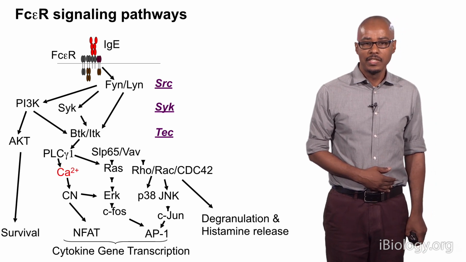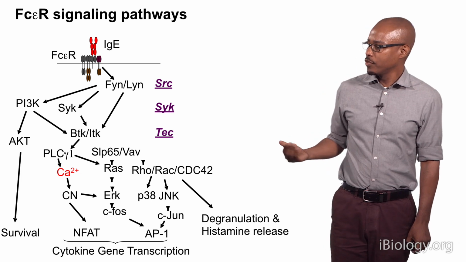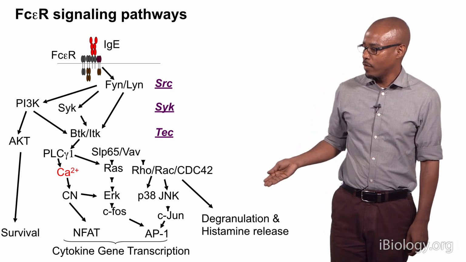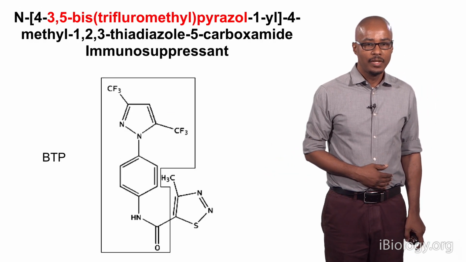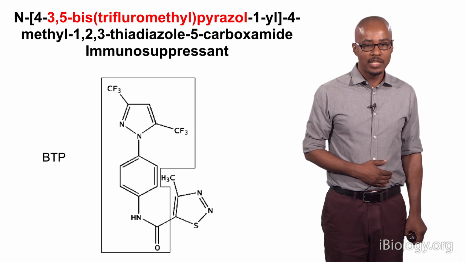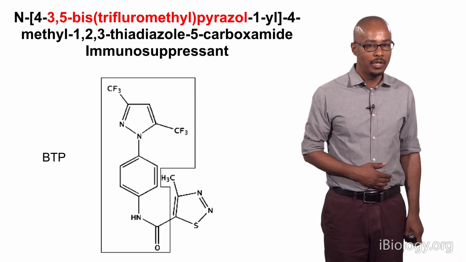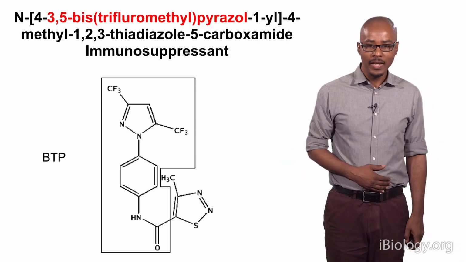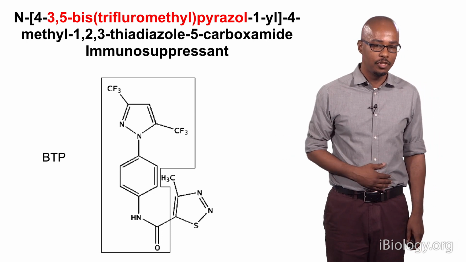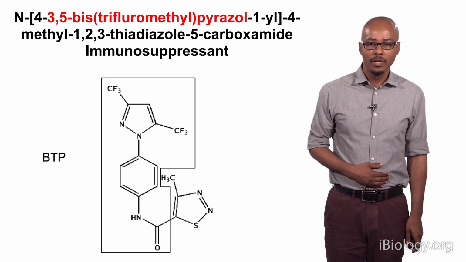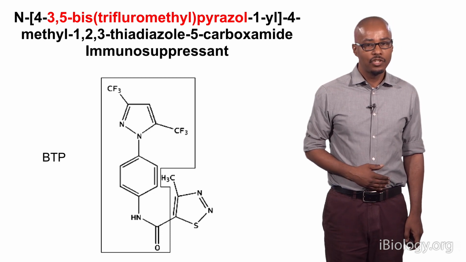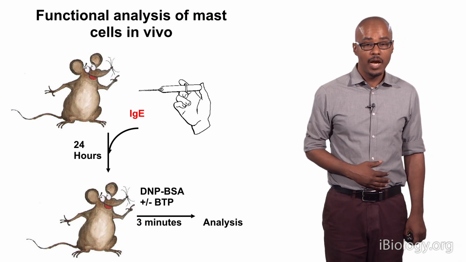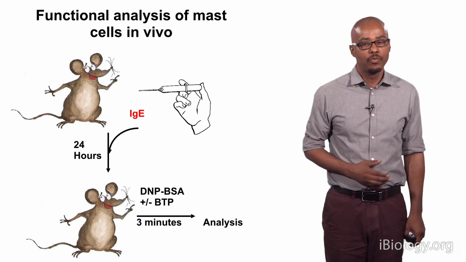So what we do know is that the Fc receptor for IgE triggers an increase in intracellular calcium. And that increase in intracellular calcium is very important for both degranulation and cytokine production. One of the compounds that has been discovered that can actually inhibit this calcium release is a molecule that was first reported by Avery labs as an immunosuppressant. And that molecule, which I'll name BTP for short, is actually very interesting because it can inhibit calcium signaling in cells. And so we were very interested in trying to understand whether this particular compound would also inhibit the mast cell response in vivo.